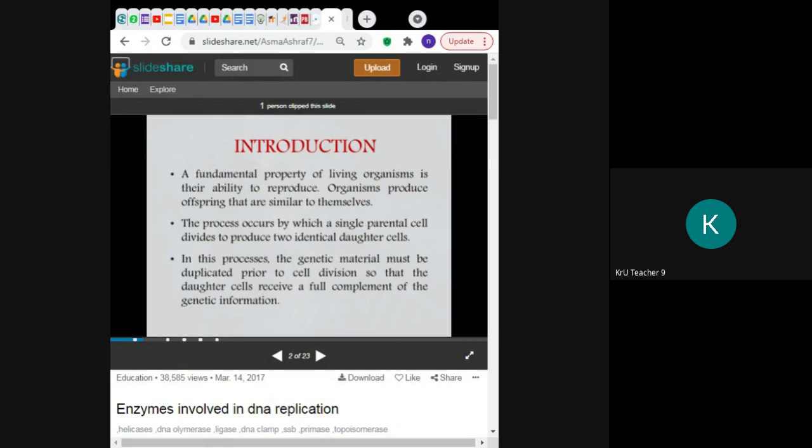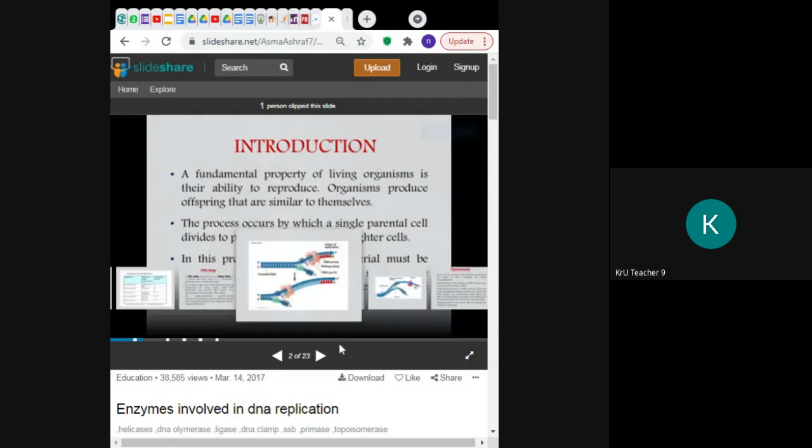A fundamental property of all living organisms is their ability to reproduce. Organisms produce offspring that are very similar to themselves. This process of reproduction occurs in a way by which a single parental cell divides to produce two identical daughter nuclei. In this process, the genetic material must be duplicated or doubled prior to cell division so that the daughter cell receives a full complement of the DNA genetic material.